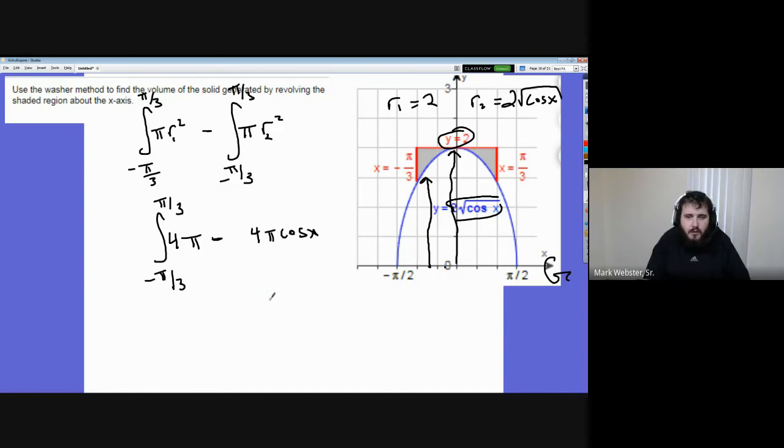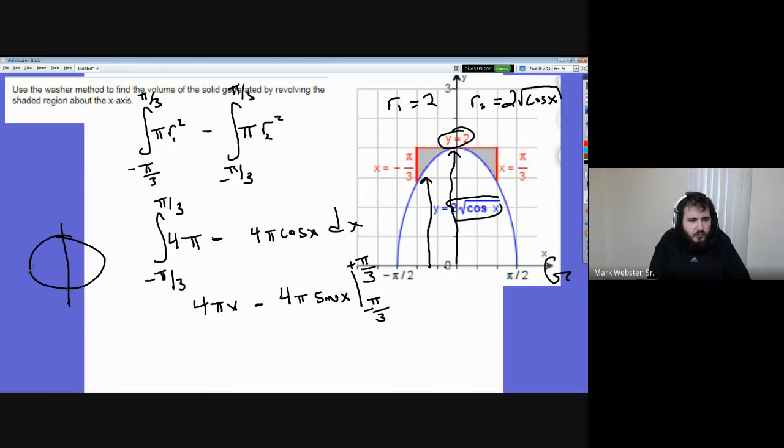And that's pretty much it. Now we're just going to integrate just like we have been. So we got 4 pi x minus 4 pi sine of x. We're going from negative pi over 3 to positive pi over 3. So what is the harder part is the sign, I guess. From negative to positive, well, this is radical 3 over 2. This is negative radical 3 over 2.